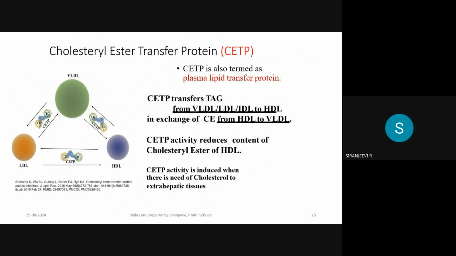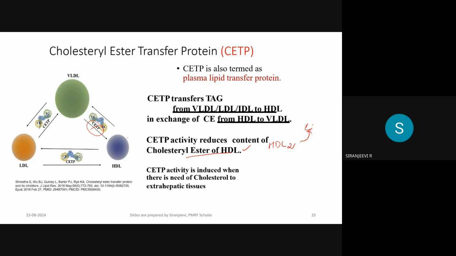There is one more protein called cholesterol ester transfer protein, which usually helps in the transfer of TAG from the VLDL and LDL to the HDL, and then the exchange of the cholesterol esters from the HDL to VLDL. That will be done by the CETP. So CETP activity usually reduces the content of the cholesterol ester of the HDL to form the HDL2, and transfers the HDL2 to the liver. And CETP activity is induced when there is need of cholesterol in the extrahepatic tissue.